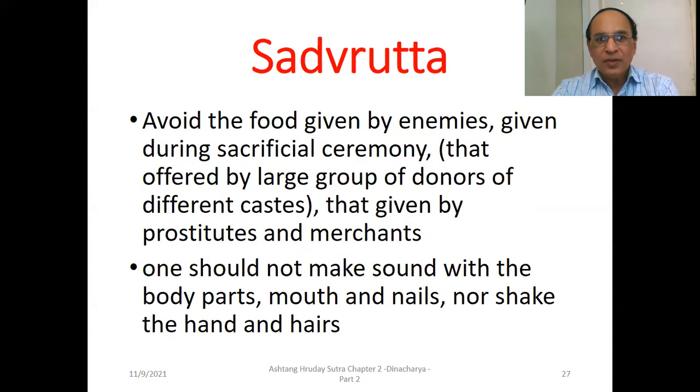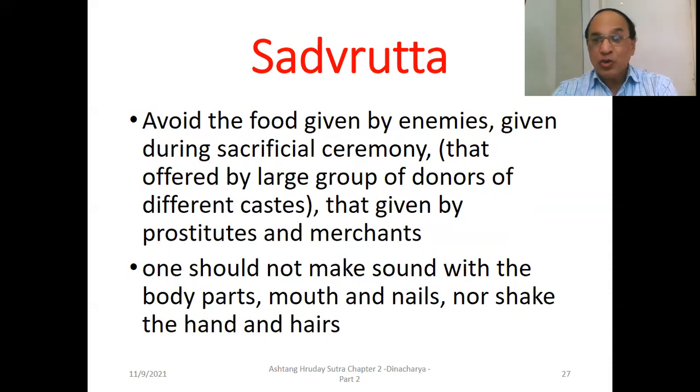Okay, so avoid the food given by enemies, given during a sacrificial ceremony, or offered by a large group of donors of different castes. That can have some problem with food adulteration sometimes, because the cooking is made on a large scale and without care, that can become contaminated with viruses, especially bacteria, and that can cause problems with your stomach and all these things.